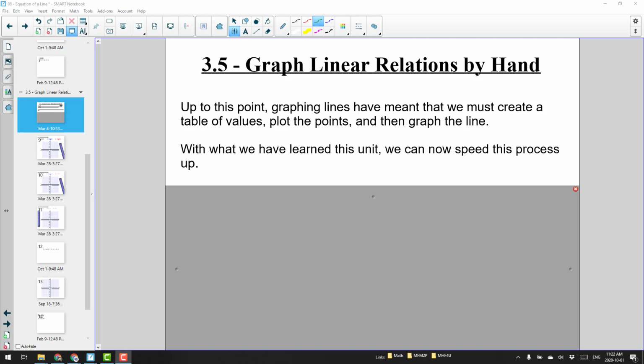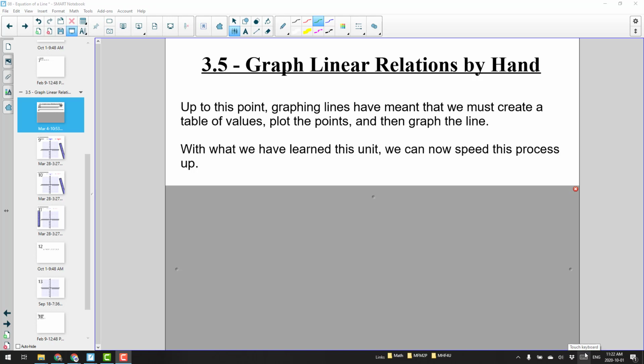So for this lesson, I wanted to talk about how we can graph quickly. I've mentioned over the past few days that we want to avoid graphing as much as possible, but when we do need to graph, we want to speed that process up. I know graphing can be very frustrating. So what I like to talk about here is this idea of speed graphing, right? How can we get a line down as quickly as possible?